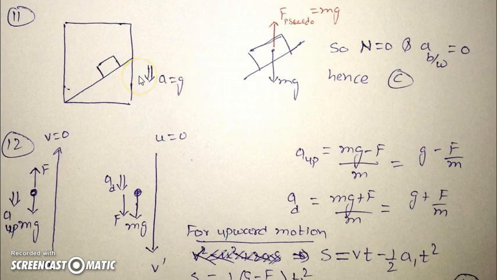We can also look at the diagram: a lift is falling freely. From the frame of the lift, there will be a pseudo force equal to mg upward, and the real force mg will be downward, so the normal is 0. Acceleration between block and wedge is 0, so the block will be at rest relative to the wedge.